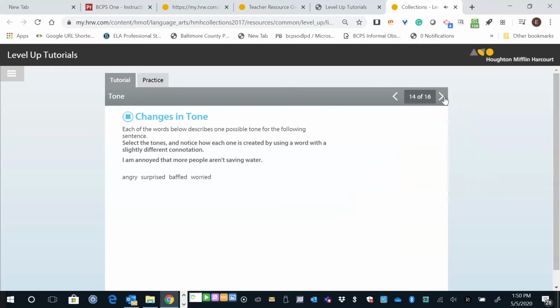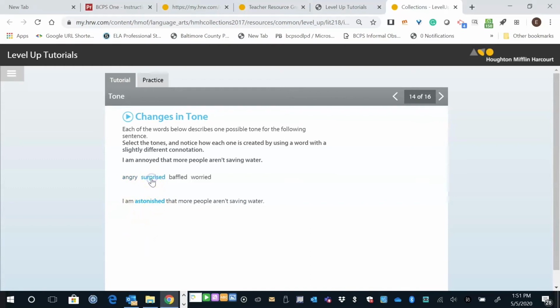Each of the words below describes one possible tone for the following sentence. Click on the tones and notice how each one is created by using a word with a slightly different connotation. I am annoyed that more people aren't saving water. So when I click on angry, they're using the word incensed. I am incensed that more people aren't saving water.